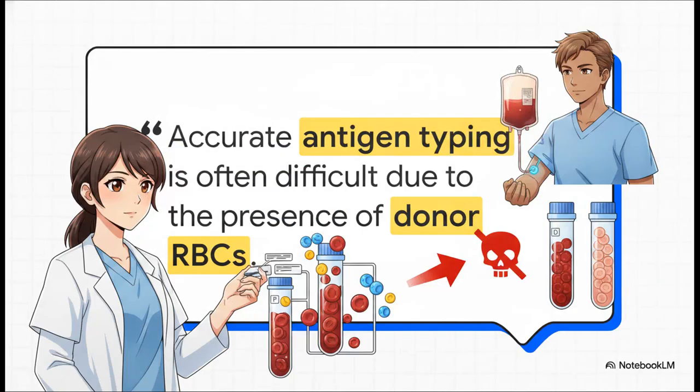There's a great point highlighted in the Annals of Blood about a massive limitation here. Accurate antigen typing is incredibly difficult when donor cells are already present. Think about it. If a patient just received a life-saving transfusion, their veins are now full of a mix of their own cells and the donor cells. If a tech uses a standard visual test, they might accidentally test the donor's surviving cells instead of the patient's, and a false reading there could literally lead to a deadly mismatch the very next time they need blood.